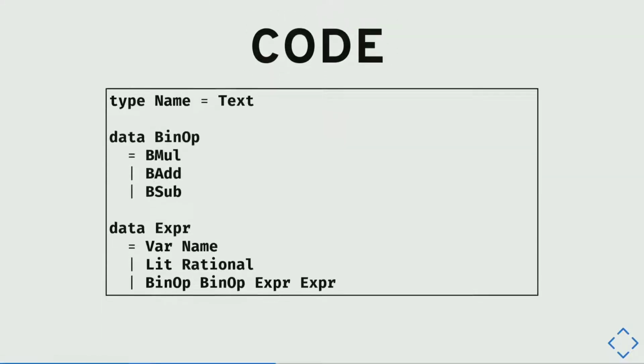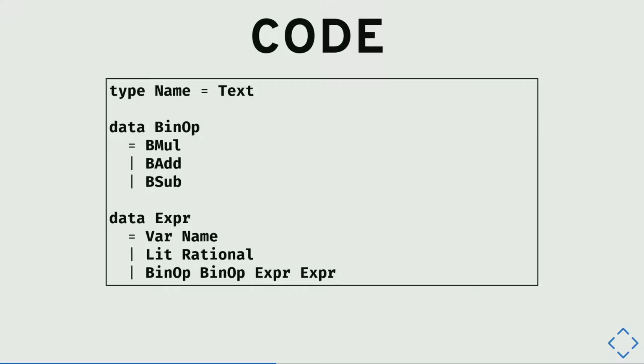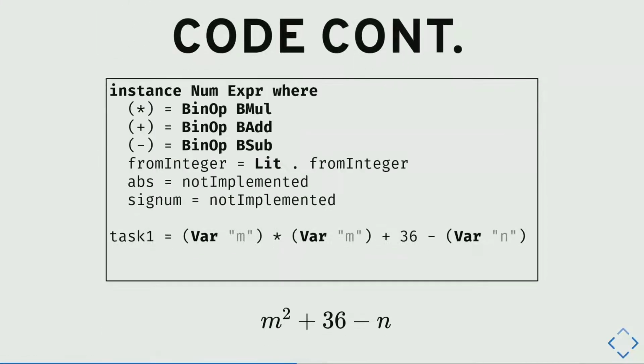Okay, so the first step is we want to represent that actual equation, so we can just make a very simple expression type. The var name is for the inputs, the lit rational is for the literal values, so the 36 in that example, and then we just got this bin op thing, which can either be multiply, addition or subtraction over two other expressions. And then with the help of a num instance, we can write the same problem, unrolling r to the power of into a multiplication, just like that, which is quite nice.